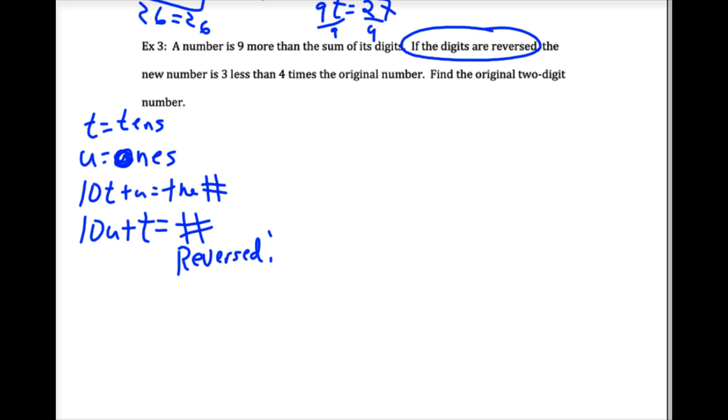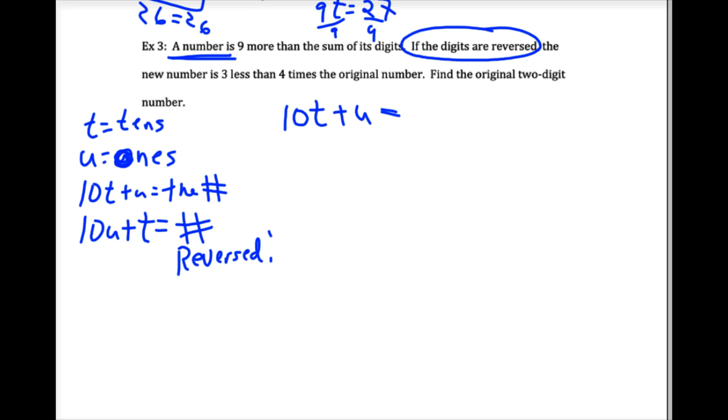Come on, guys, try it. Nico, you get the first equation? Try it. Melita? 10t plus u. The number is. We know the number. It's written. It's staring you right in the face. Whenever it says the number, you're going to write 10t plus u because that's the number. Then I got the right side. Melita, keep going with the right side. You're doing great.